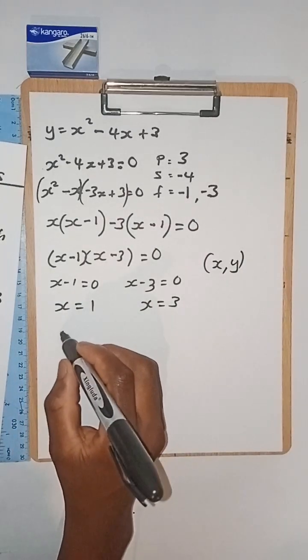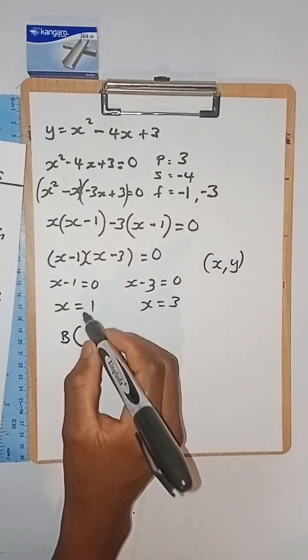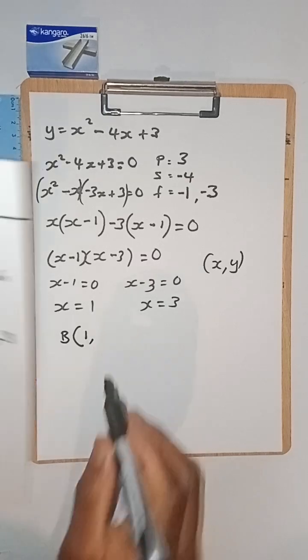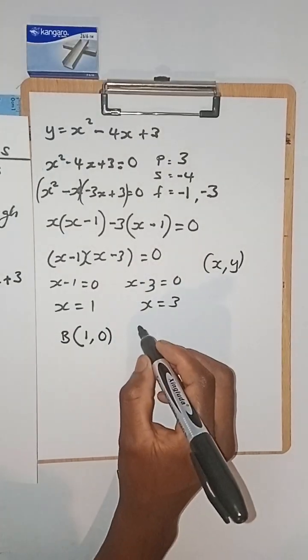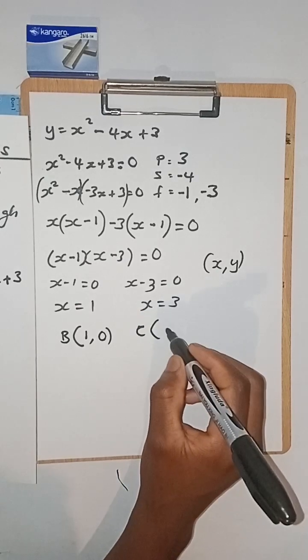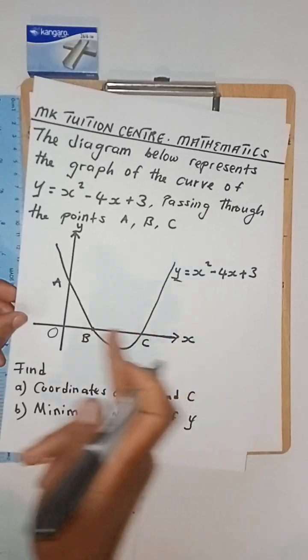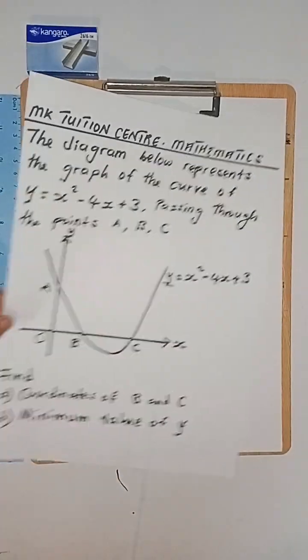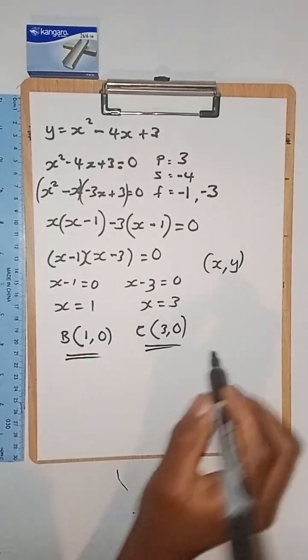So for B, the x value here is 1, and on the y-axis it is 0. So here would be (1, 0). Then for C, we're going to have (3, 0), because it is cutting the x-axis at 0. So these are the coordinates for B and C.